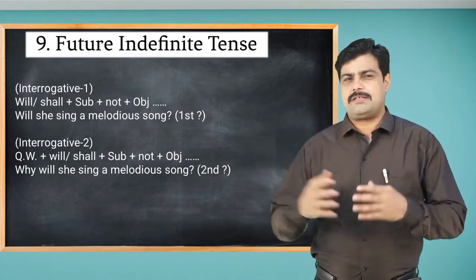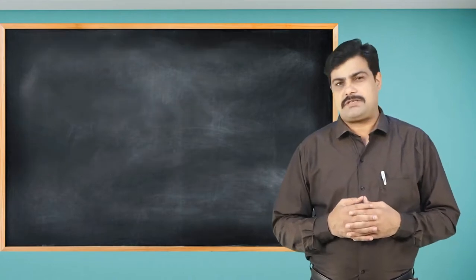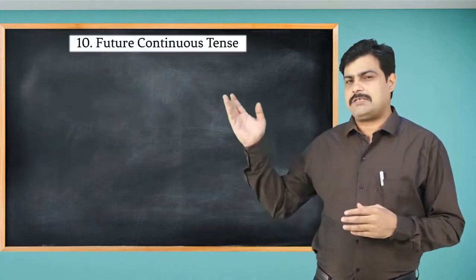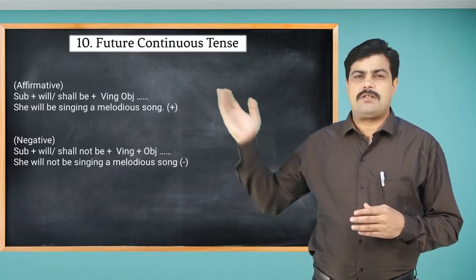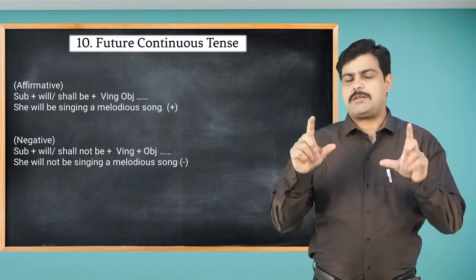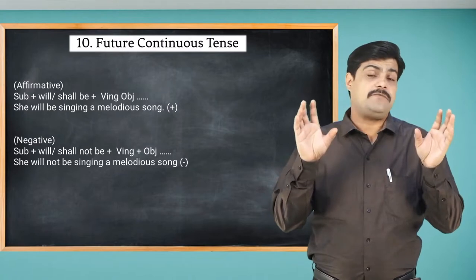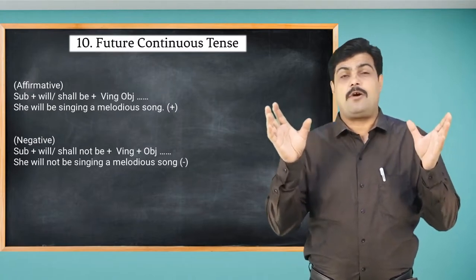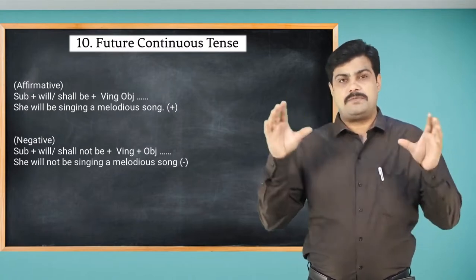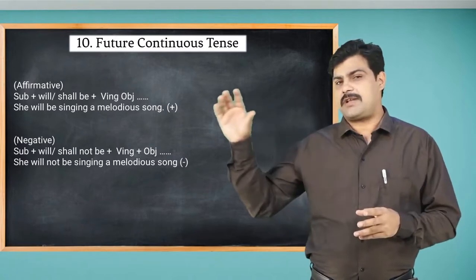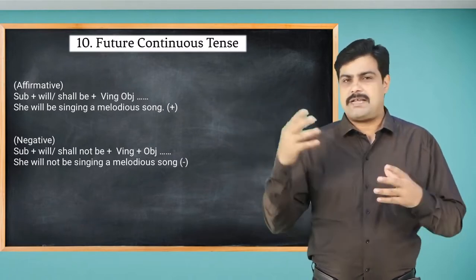Let's take the another tense, that is future continuous tense. You see the structure of the tense on the screen. Subject plus will or shall plus be plus ing form of the verb plus object. Affirmative structure, that is. Let's take the sentence.